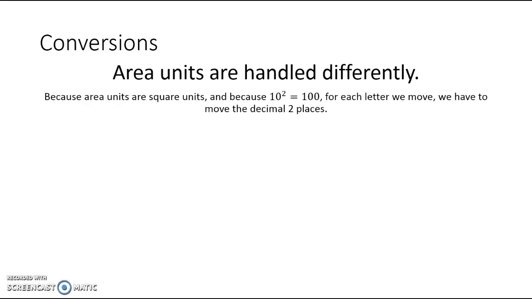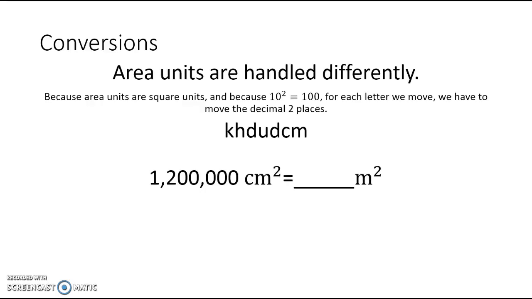Now, area takes a little different approach because area units are square units, and because 10 squared is equal to 100. For each letter we move, we have to move 2 decimal places. Here's our phrase, King Henry doesn't usually drink chocolate milk. And here's our conversion.